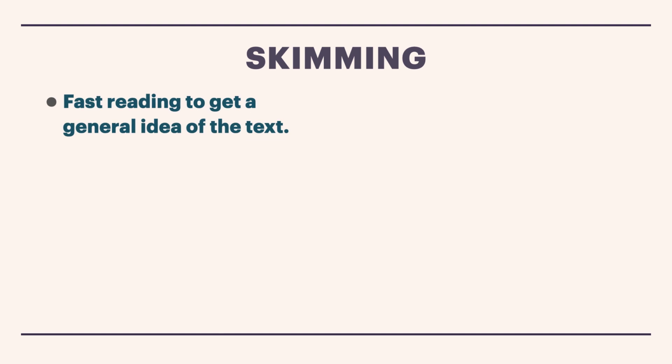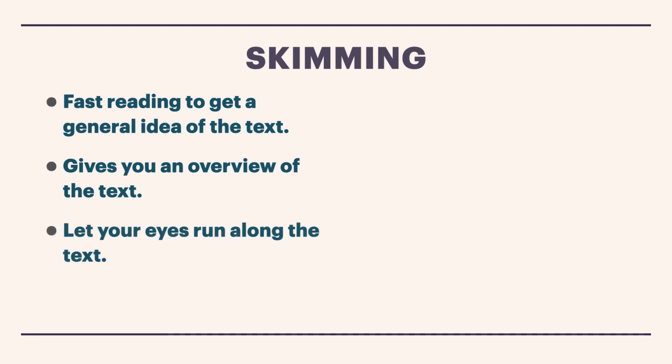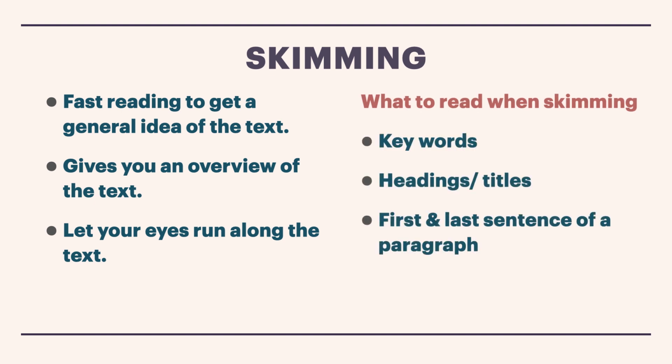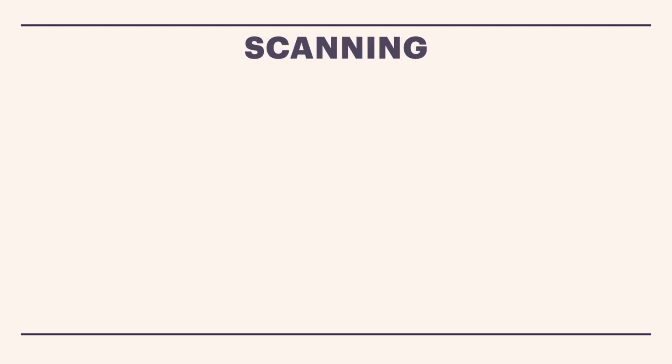So what's skimming? Skimming is the fast reading to get a general idea of the text. It gives you an overview of the text. So you need to let your eyes run along the text. What to read when skimming? The keywords, headings and titles, first and last sentence of a paragraph.